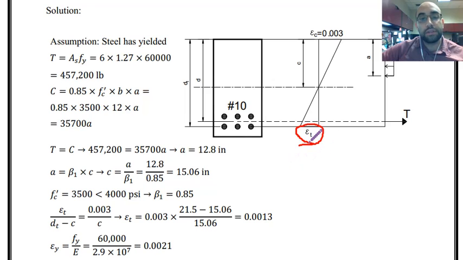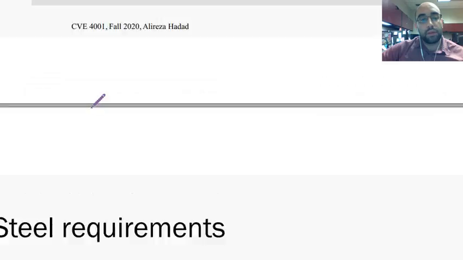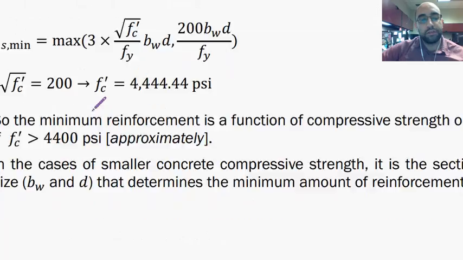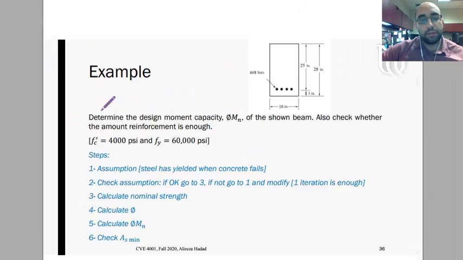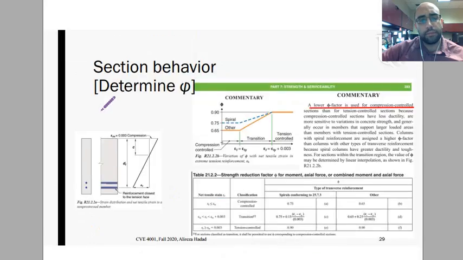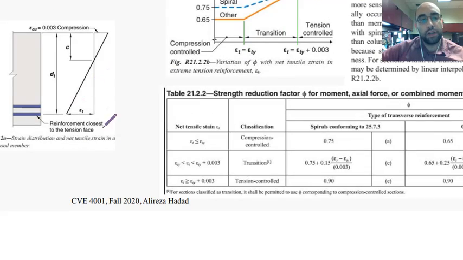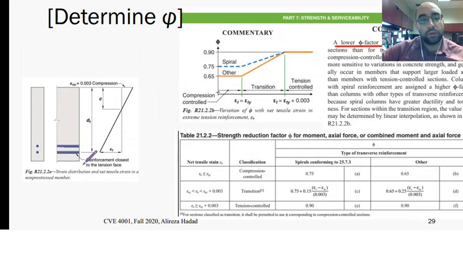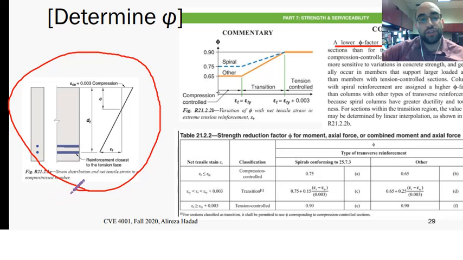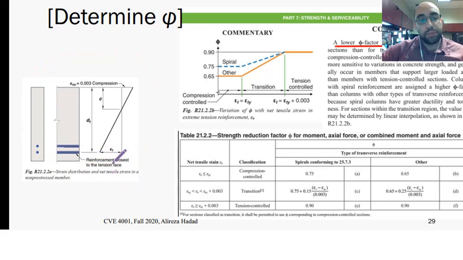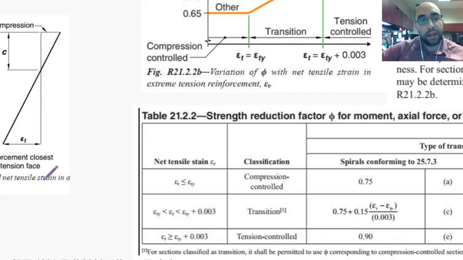Why am I doing this? That is all because of this slide, or this part of the code. As you can see, when we want to see the amount of strain in the tensile region, I have to look at the strain at the bottommost layer of the steel. See epsilon t that we have over here.